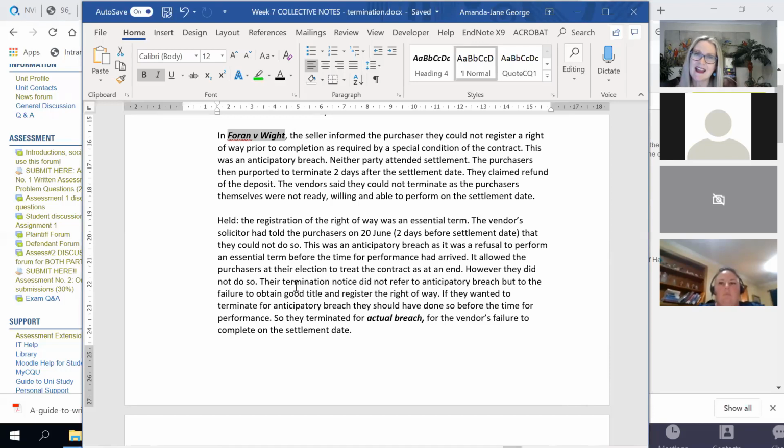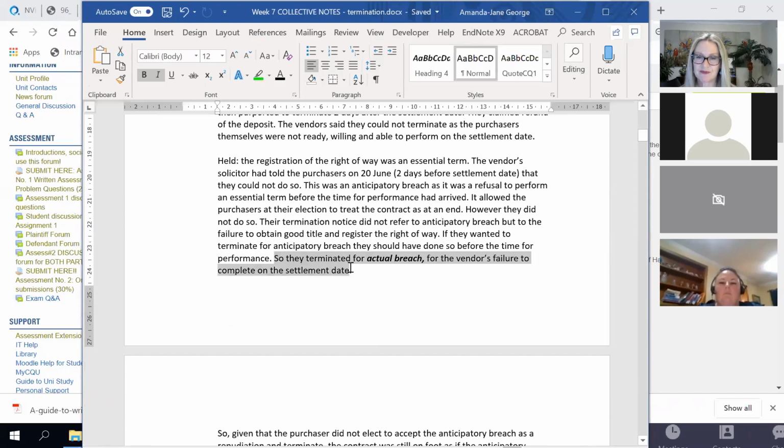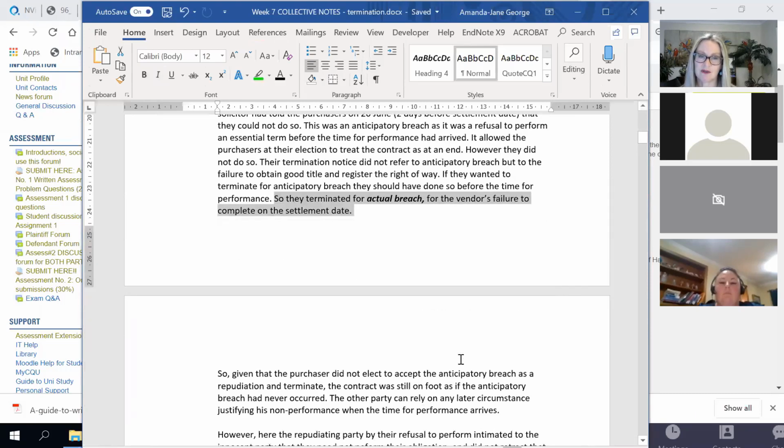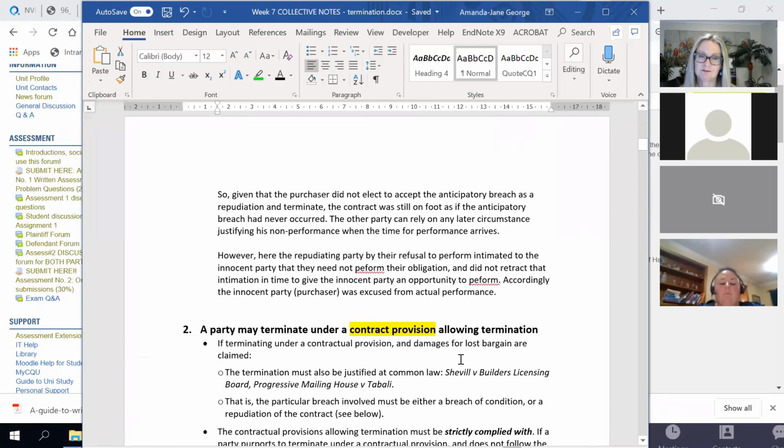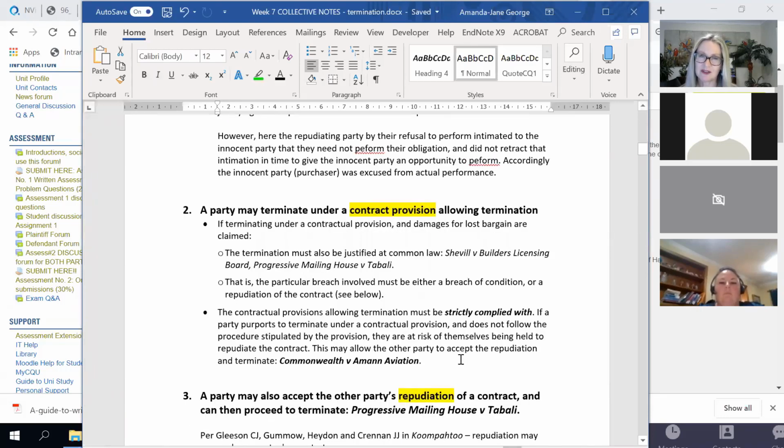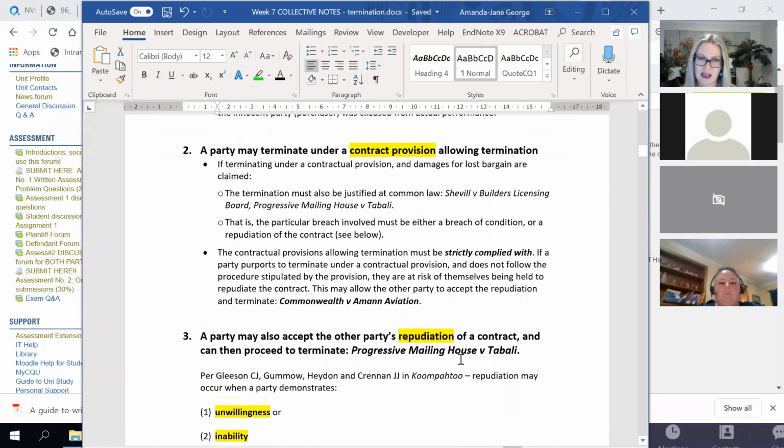So you can see it's like a dance, isn't it? And the purchasers said, oh, hang on a minute, you're the one that stuffed up to start with. And then the whole dispute got very ugly and it all went up to the High Court. And the High Court said, I'll leave you to read the case note, but eventually the purchasers were in the right there. They ended up terminating for actual breach for the vendor's failure to complete on the settlement date. I'll leave you to explore that, but that's a nice little example of how heated things get when you start talking about termination.